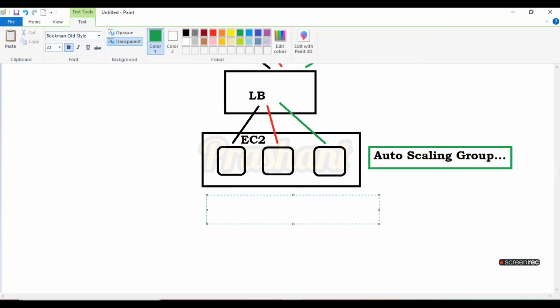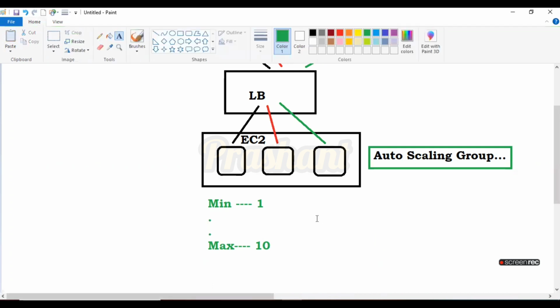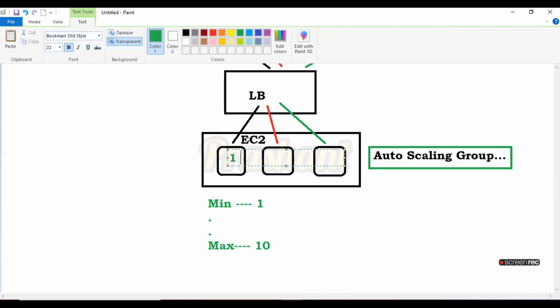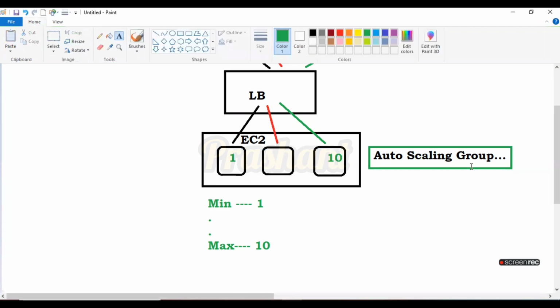For example, what is the minimum number of instances we may require? We may require a minimum of one instance. What is the maximum number of instances we may require? Suppose we are giving 10. So this is the minimum, and this is the maximum. It means that in between 1 to 10, suppose this is the first EC2 instance and this is the 10th EC2 instance. In between there are the second, third, fourth, fifth, sixth, seventh, eighth, and ninth instances. So what is meant by auto scaling?